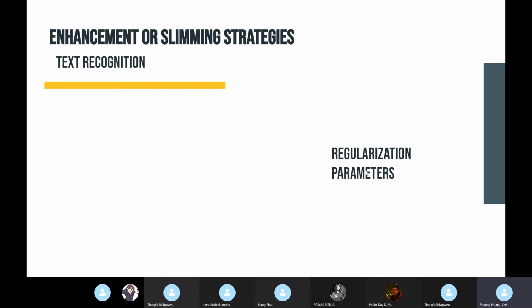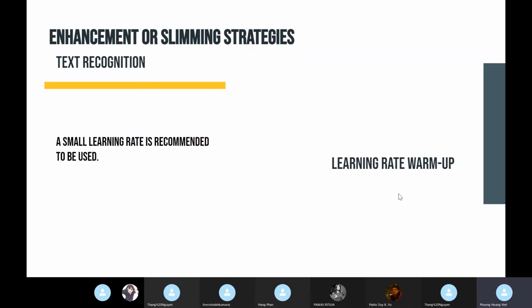About the regularization parameters, in machine learning, overfitting is a common term, and to avoid overfitting, many regularization ways have been proposed. Weight decay is one of the widely used ones. For text recognition, the L2 decay has a great influence on the accuracy. The next is the learning rate warm-up, which is also introduced in the text detection.